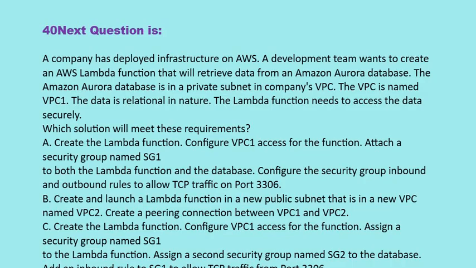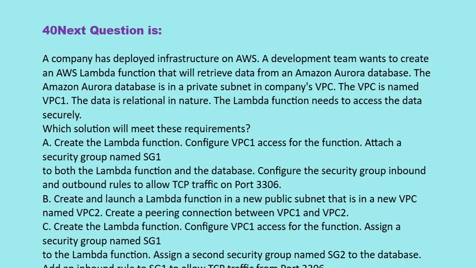Option A, create the Lambda function. Configure VPC1 access for the function. Attach a security group named SG1 to both the Lambda function and the database. Configure the security group inbound and outbound rules to allow TCP traffic on port 3306. Option B. Create and launch a Lambda function in a new public subnet that is in a new VPC named VPC2. Create a peering connection between VPC1 and VPC2.